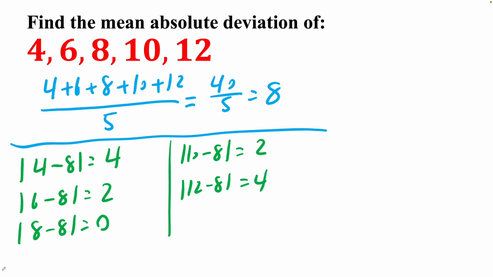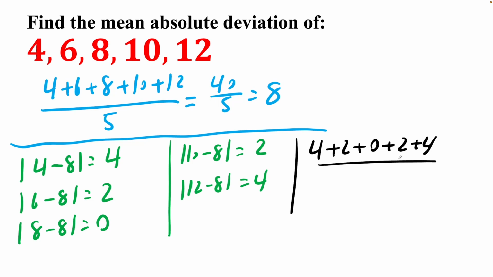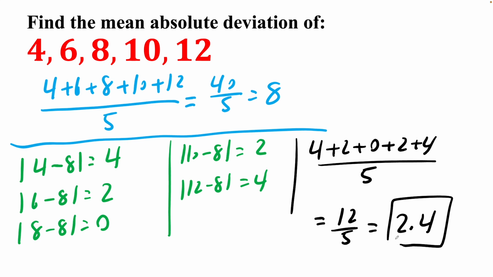And now we can finally calculate the mean absolute deviation. So what we do here is we take these numbers. 4 plus 2 plus 0 plus 2 plus 4 divided by how many numbers we have, still 5, is equal to, you add the top numbers, you're going to get 12 over 5, and this right here is equal to 2.4. This right here is the mean absolute deviation.